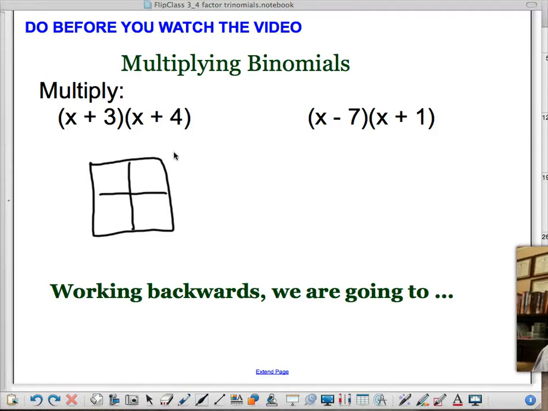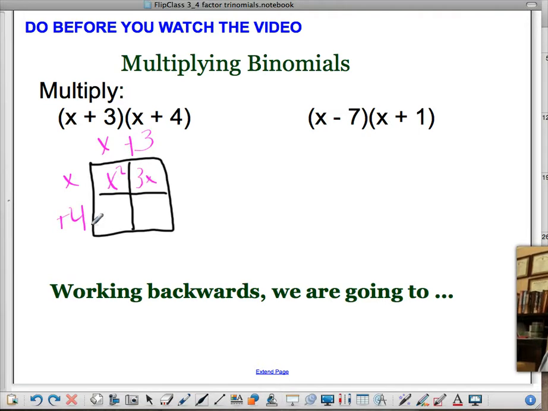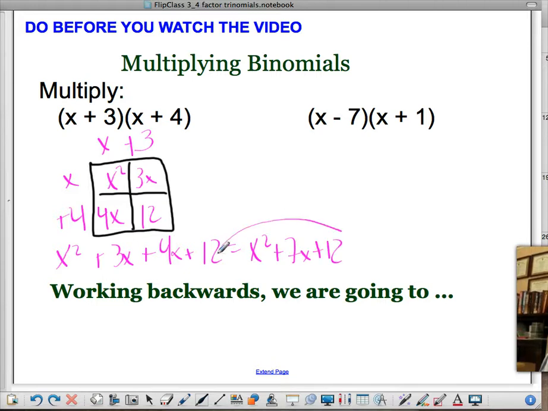Alright, hi guys. So today, class 3 and 4, we're going over factoring trinomials. So you should have tried to do this before the video, and basically we're working backwards through these two examples. So if I multiply these out, multiply what's in the boxes, and you get these, you add them all up, and that gives you x squared plus 3x plus 4x plus 12, which equals x squared plus 7x plus 12.